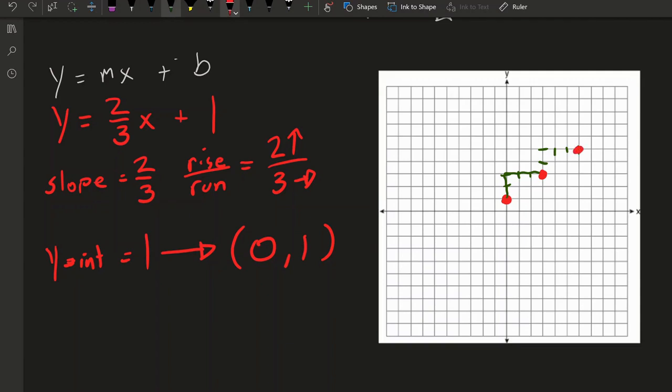If you're feeling a little unsure, you can also go in the opposite direction. So instead of going up 2 and right 3, I could also go down 2 and left 3, which gives me another point. Now that I have those, again, I can do this infinitely, but instead I can see the pattern. And so I can connect these dots here, and I've now expressed all infinity solutions with a straight line.